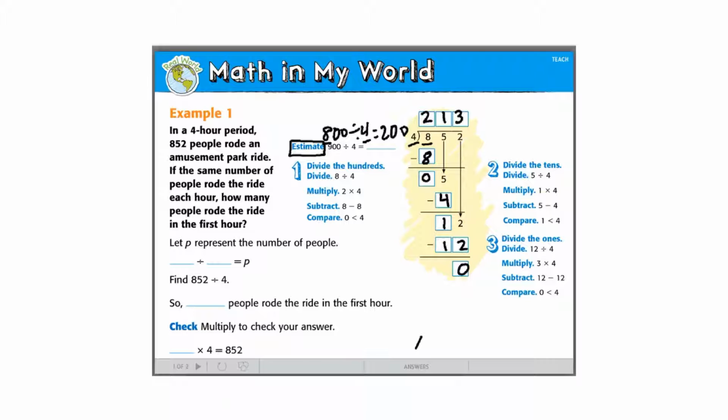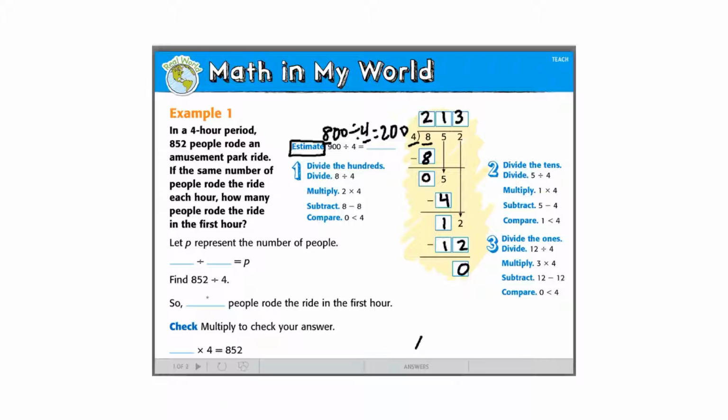Now, the good part about the estimate is that the estimate gives you some sort of a ballpark figure. So if my estimate was 200 and my answer was 2,000 something, like if I had an extra 0 on there, or maybe I forgot a 0 and I only had like 23 as my answer, that's definitely going to make a difference. So looking at my estimate lets you know if that's a figure that's even close to the answer or not.